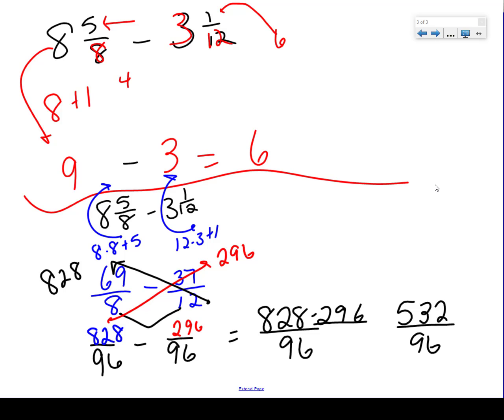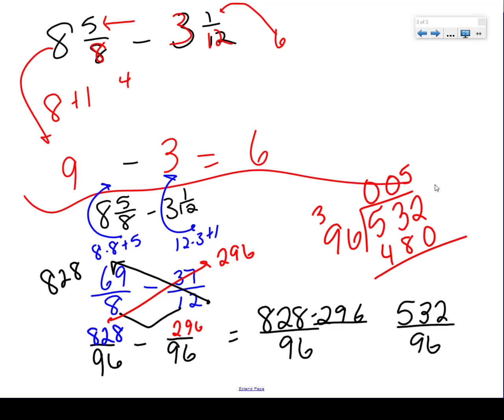I need to divide, and I end up with an answer that is 5. And so 5 times 6 is 30. That is 45. So that's 48. When I subtract here, I end up with 13. So I have 52, I believe. So this is 5 and 52 over 96.